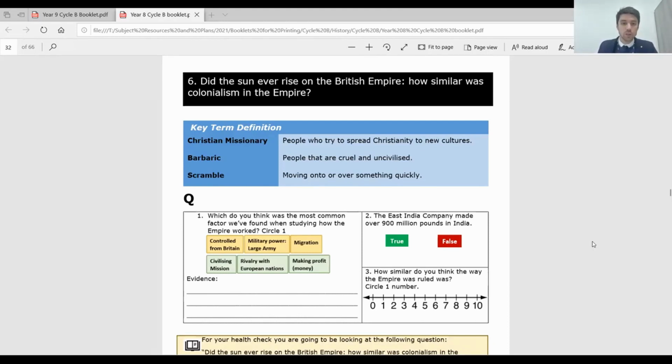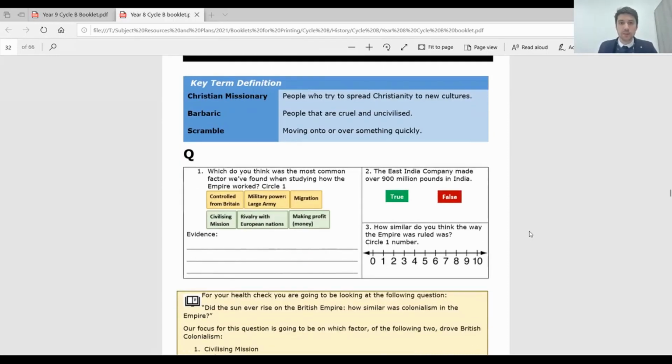All right, once you've done that, let's talk through this together. Which one you think is the most common factor is really up to you. I think some of them are very common and some of them maybe not. If we think about control from Britain, we maybe saw that in Australia, with it being a penal, a prison colony, and them using troops to stop the rebellions of Aboriginal people, perhaps very violently.